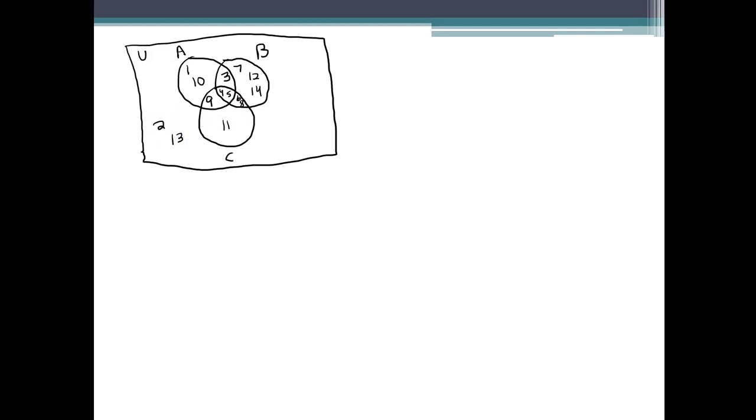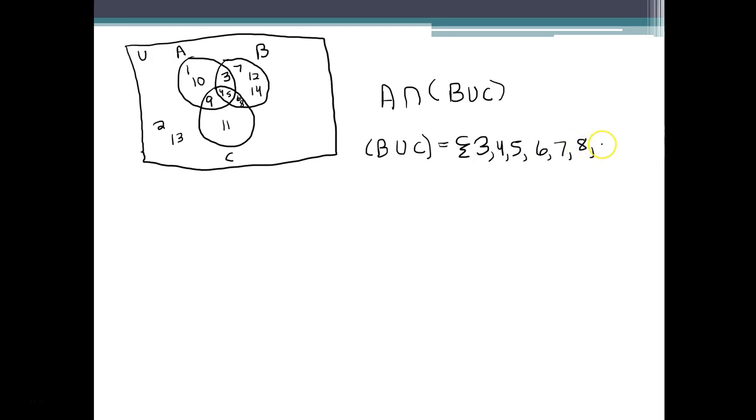Okay, so let's say they do ask you to do something with 3 sets. So let's say they say A intersect parentheses B union C. So the parentheses B union C tells you to start there. Alright, B union C, you're taking everything from B, everything from C, and putting it together in one set. So we need a 3, a 4, a 5, a 6, a 7, an 8, a 9, let's see, an 11, a 12, and a 14.